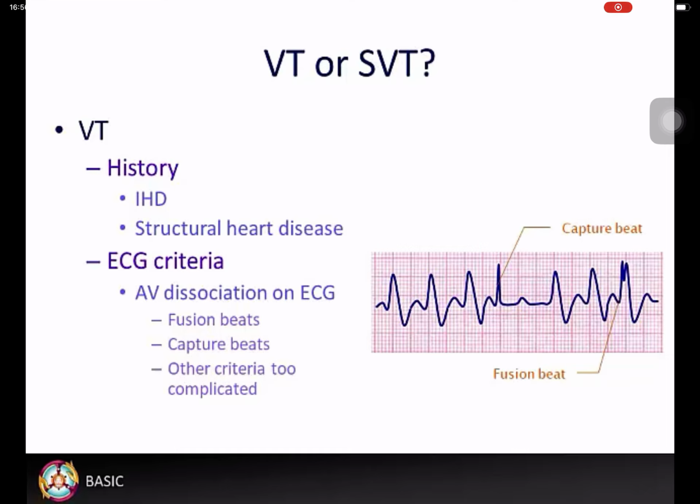This is revealed by the presence of capture beats, which are narrow complexes reflecting intermittent conduction of an impulse from the atria to the ventricles, and fusion beats, which are capture beats superimposed on ventricular complexes. Both suggest the rhythm is a ventricular tachycardia.